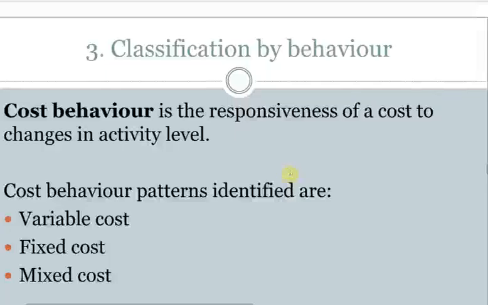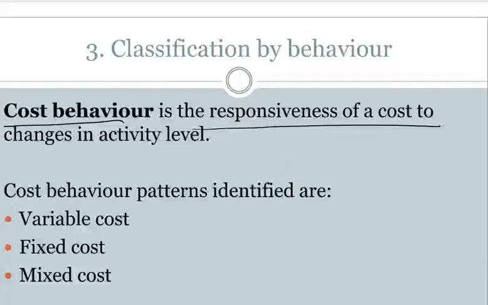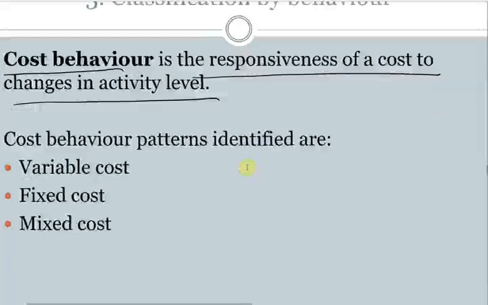So let us look at classification by behavior. When we're talking about cost behavior, we are talking about the responsiveness of cost to change in activity level. How responsive is a cost to change in activity? Is it too responsive or is it rigid? It does not change with change in activity level. So in terms of classification by behavior, we'll be talking about variable cost, fixed cost, and mixed cost.